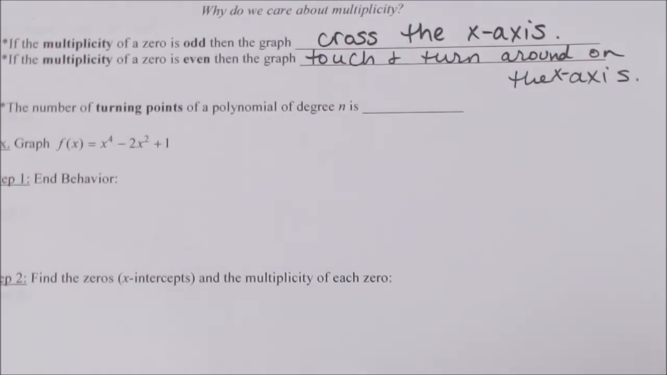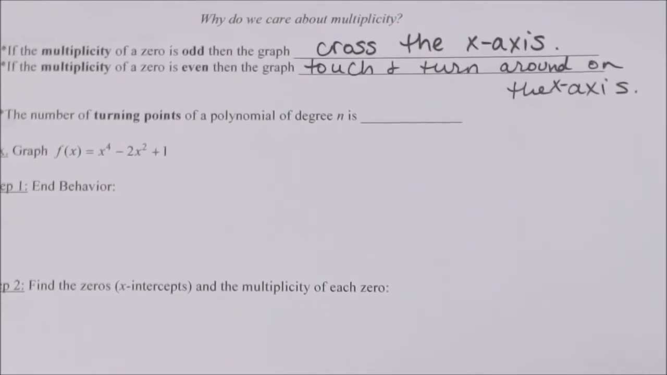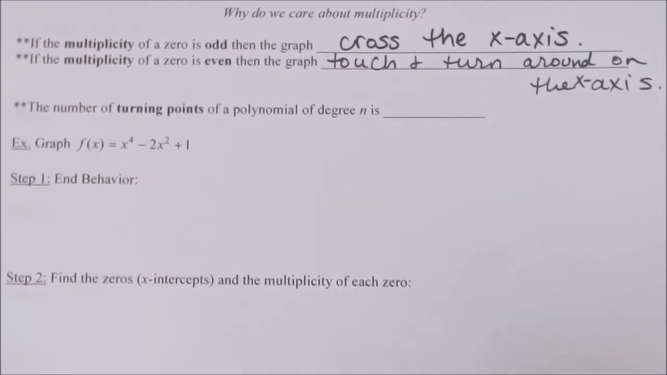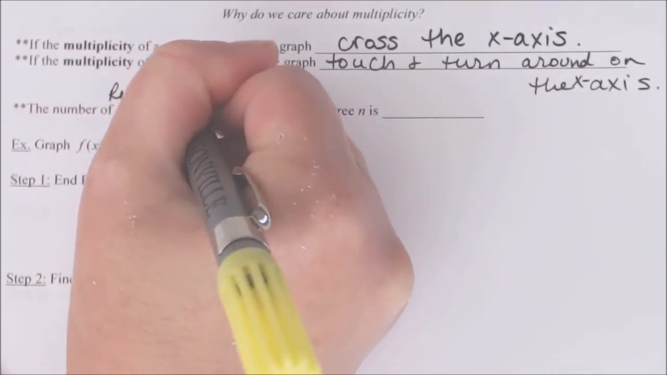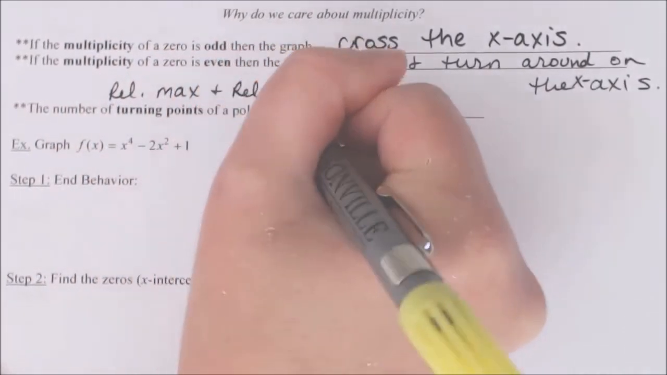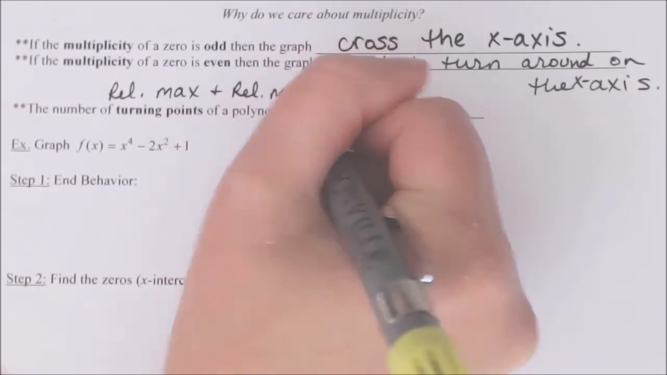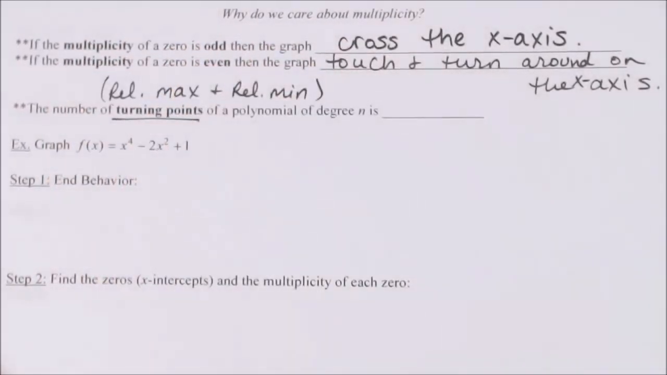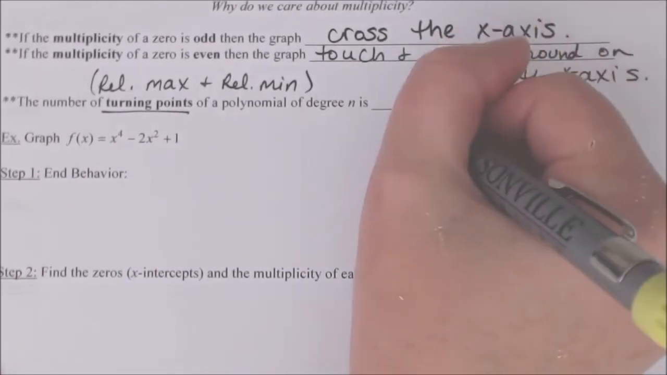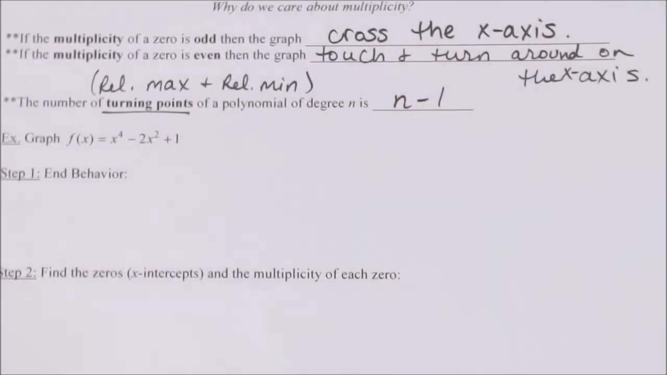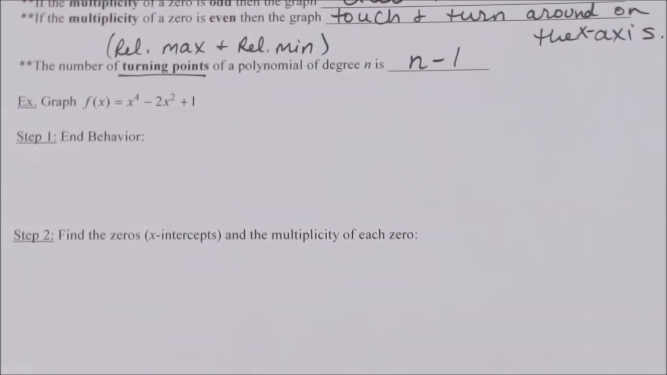One more important point before we start graphing these is to look at the number of turning points. Turning points are your relative, remember in chapter 2 we talked about relative max and relative minimum. Those are also your turning points. And so the max number of turning points a polynomial of degree n can have is n minus 1. And we're going to use that to just help us make sure we've done our graph correctly.